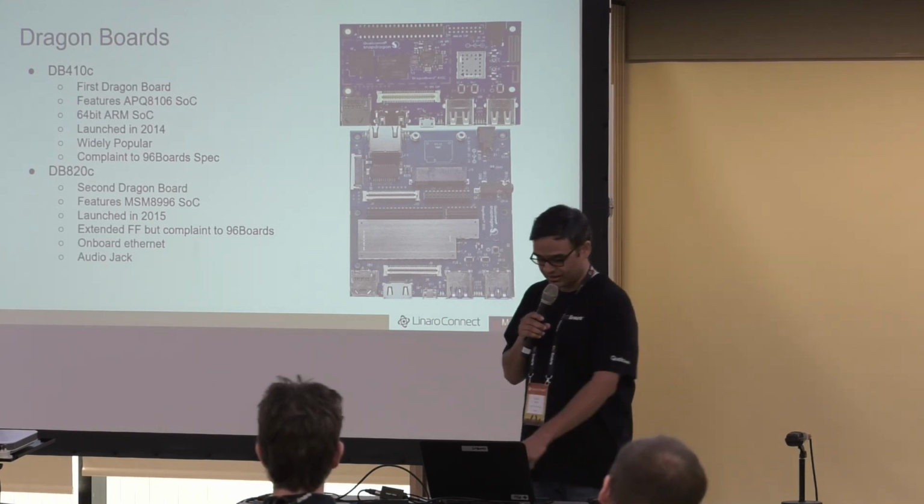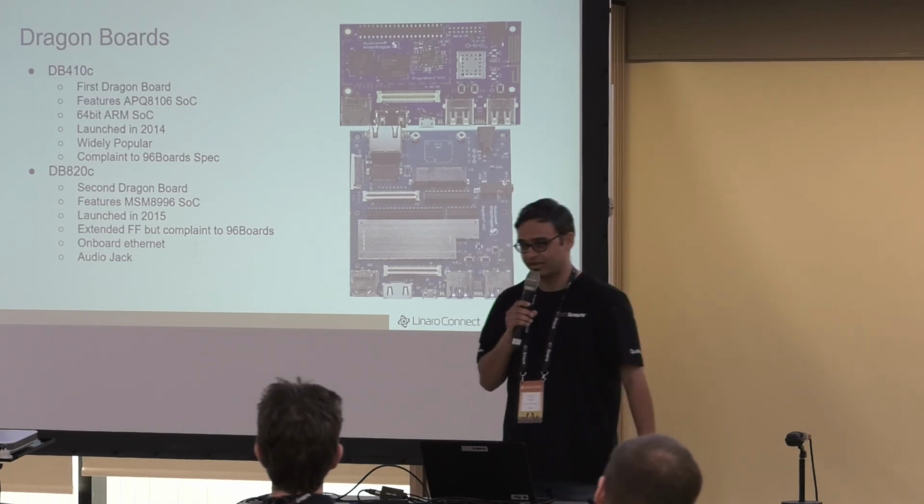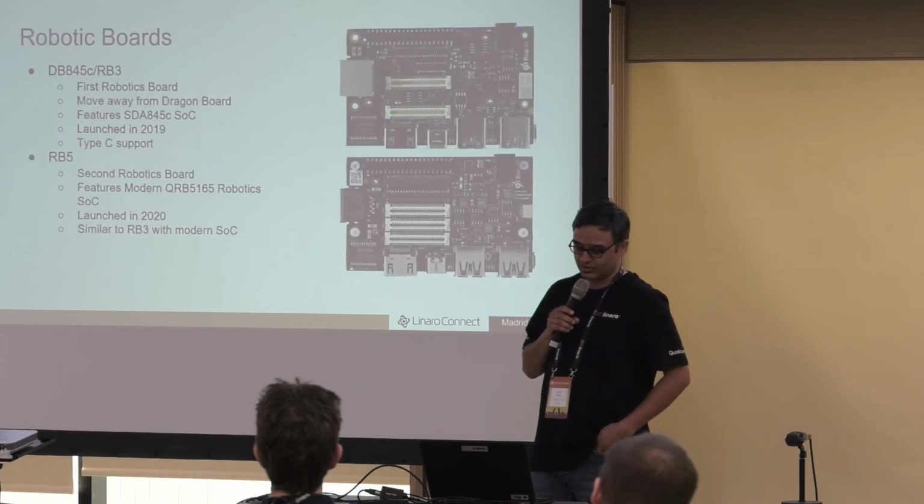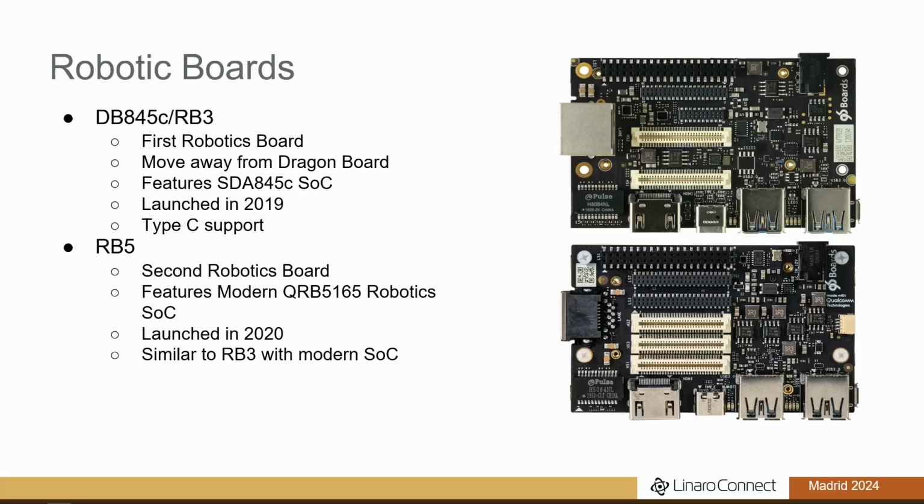And then there was a bit of a brief period of hiatus when not much happened in this space. And then in 2019, the last Dragon board, Dragon board 845C, was launched. It was launched in 2019, and then it was rebranded by Qualcomm as a robotics board. So this was also the first robotics board, RB3. It featured the SDM 845C, or as on this board it was referred to by marketing, SDA 845C. And one of the good features in that was that it had Type-C support integrated.